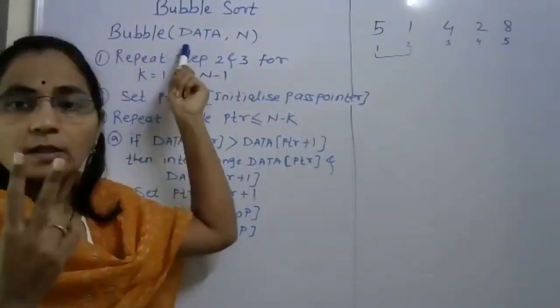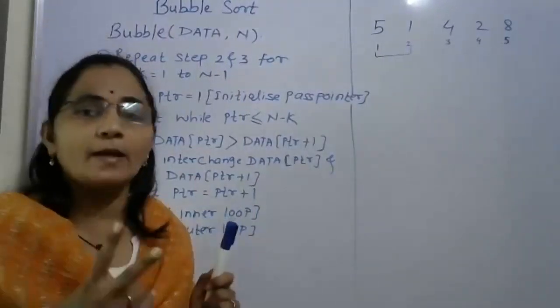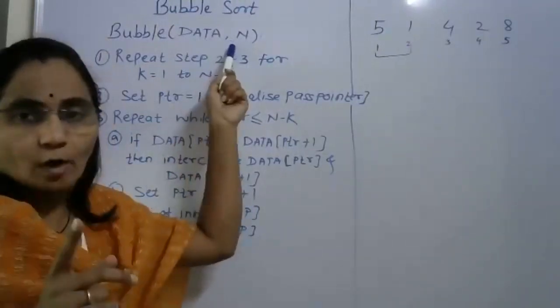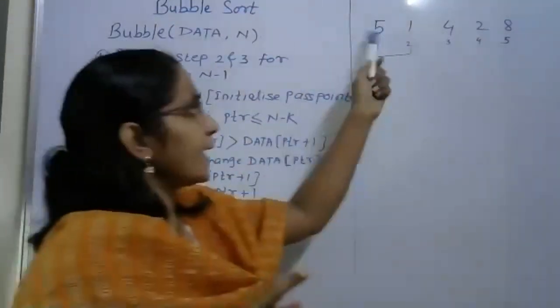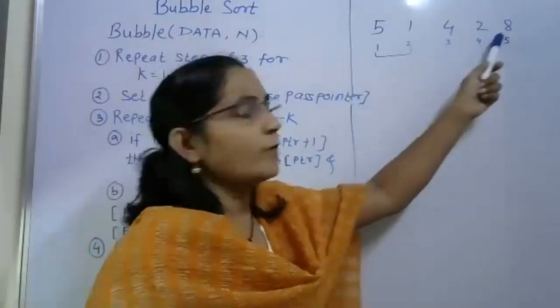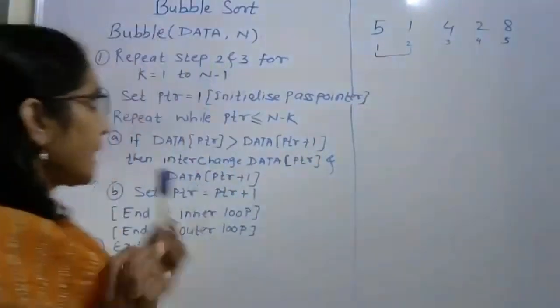It requires two parameters. The first is the array and the second is the number of elements in the array. The data is the array and n means the number of elements. Okay, so this is the data array given to you, and n means 1, 2, 3, 4 and 5, the total number of elements in a particular array.